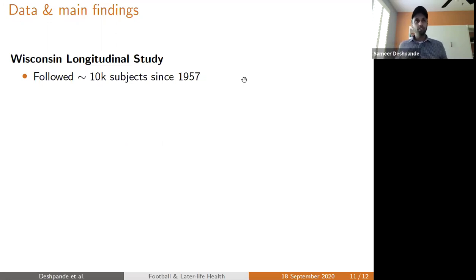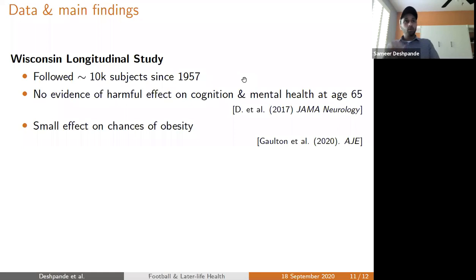And the WLS has been used to study how people's educational and economic outcomes evolve over time. But luckily, they included a measure of whether people play football, and they included health outcomes later in life, so it was really amenable for our study. And what we found was that by the time people got to age 65, the football players didn't perform substantially worse on cognitive assessments or mental health assessments than matched controls. So we really didn't find evidence of harmful effects of playing football on cognition and mental health within this population.